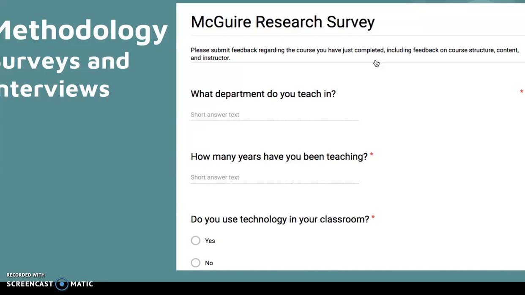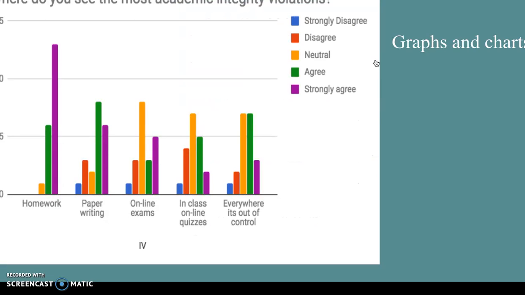I had some intro questions about what department do you teach in, how many years you've been teaching, and then it goes on to specifically ask where do you see the most academic integrity violations? In this particular chart, it shows that they find that homework is one of the highest academic integrity problems.